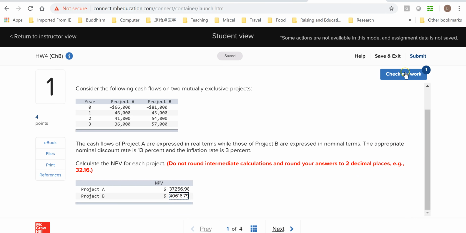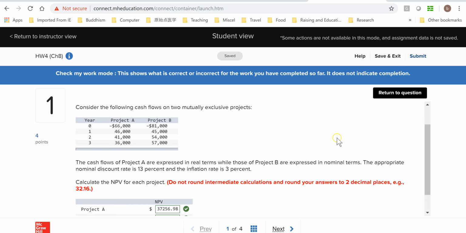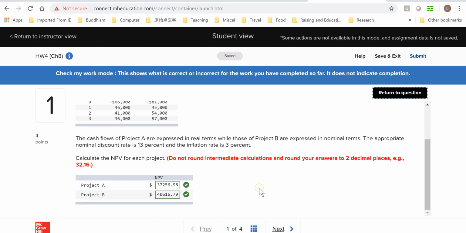So now let me check my work. Okay, so it looks like we have got the right answers. I hope that I've used this question as an example to show you how to solve capital budgeting problems with both nominal and real cash flows and both nominal and real discount rates. Again, the key is to be consistent. You have to discount the nominal cash flows at the nominal discount rate and the real cash flows at the real discount rate.